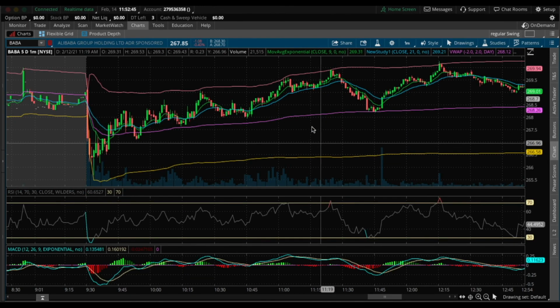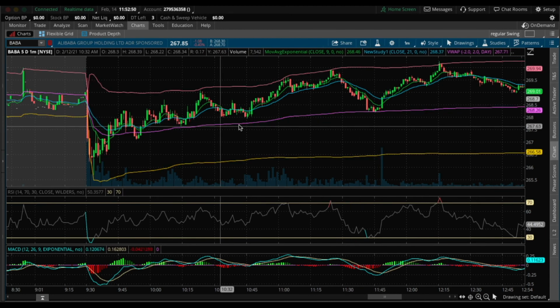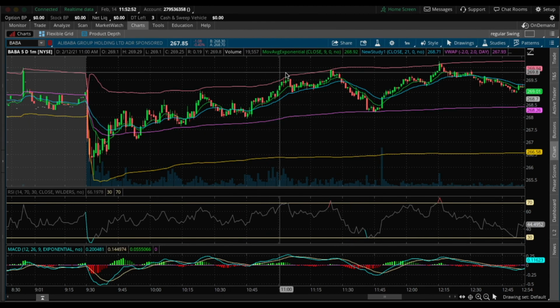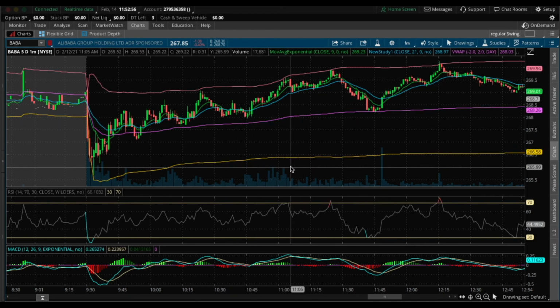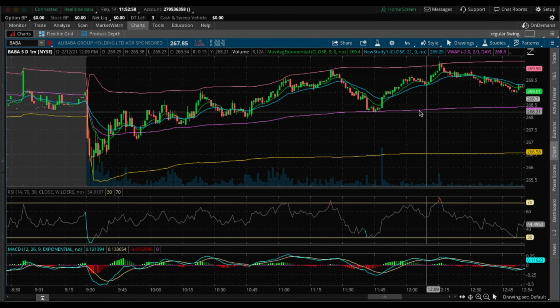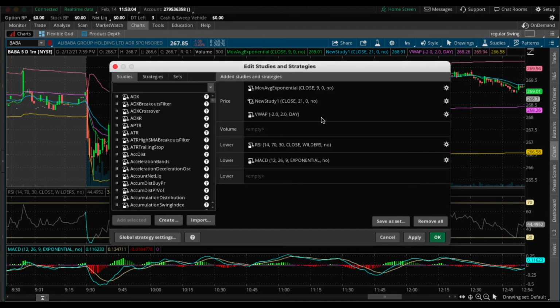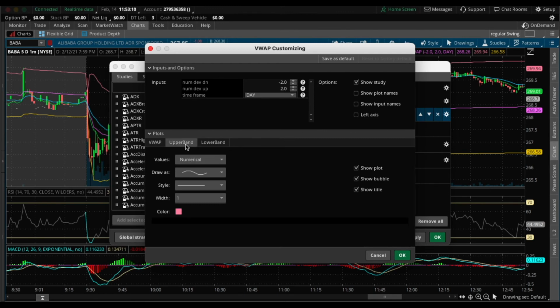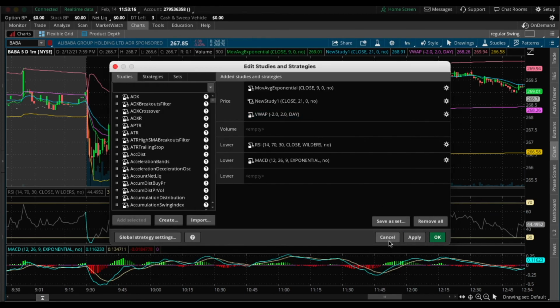And on your screen you'll see that it pops up these three lines. This right here, the purple line, is the VWAP line, and then it also shows you the upper VWAP and lower VWAP. You don't have to use the upper and lower. I like to use it, but if you prefer only to see the VWAP, all you have to do is click studies, and if you go to edit studies, right here where it says VWAP, you click this settings icon, and right here you'll see upper and lower band. All you have to do is uncheck show plot, and it will remove those for you.